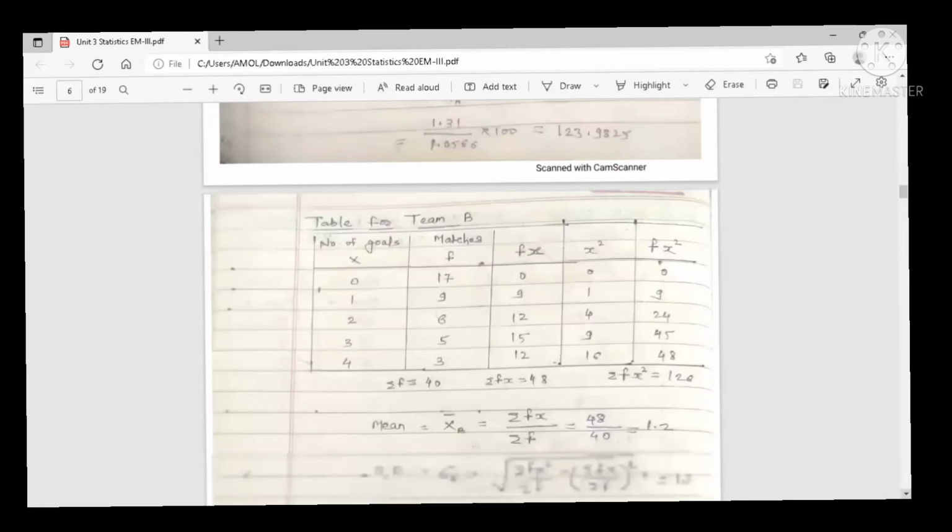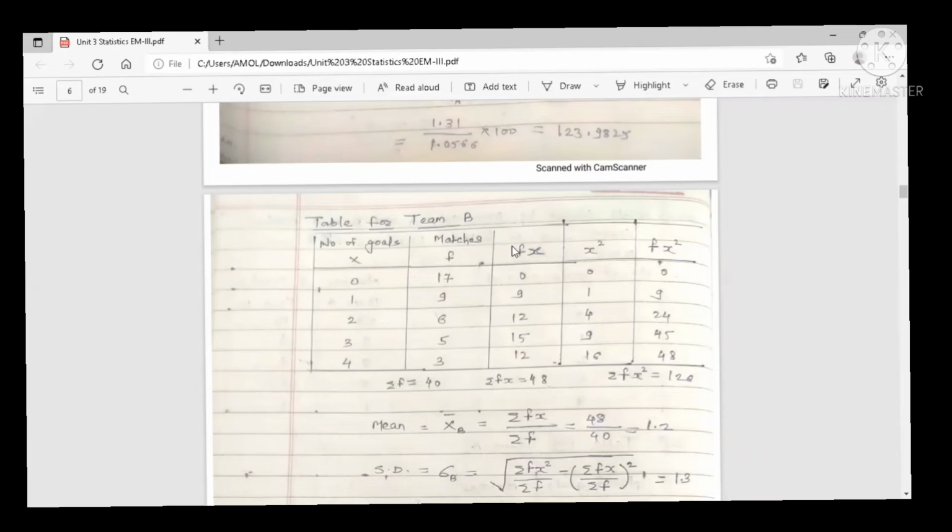Now for team B, you construct the table. The first column is the number of goals, the variable column: 0, 1, 2, 3, 4. Like the table of team A, here is the table of team B. The second column is matches, the frequencies: 0 goals in 17 matches, 1 goal in 9 matches, 2 goals in 6 matches, 3 goals in 5 matches, 4 goals in 3 matches. So the frequency distribution is given here.